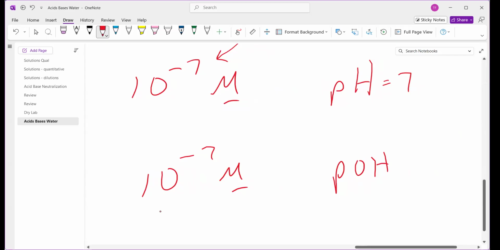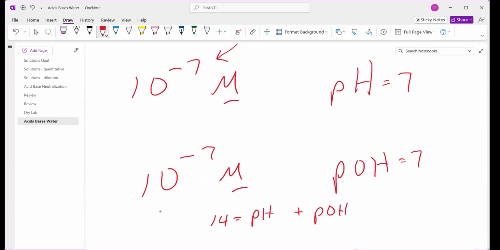Now, interestingly, the pOH is the negative logarithm of the OH concentration. So the pOH is 7 also. Now, if you have the pH, you can derive the pOH through the number 14. These together add up to 14. So 14 is equal to pH plus pOH. So if the pH is 2, the pOH is 12.